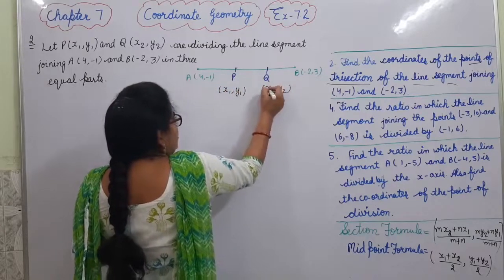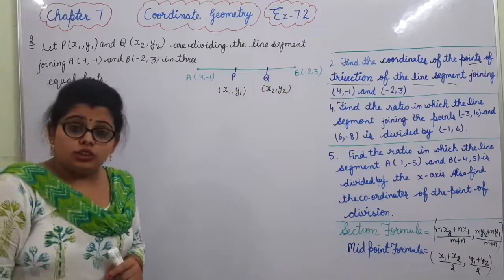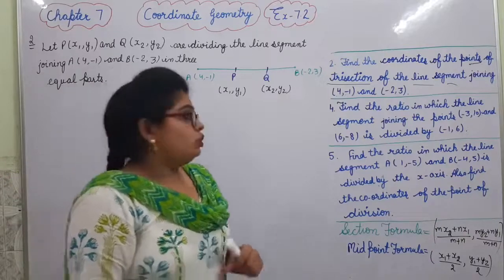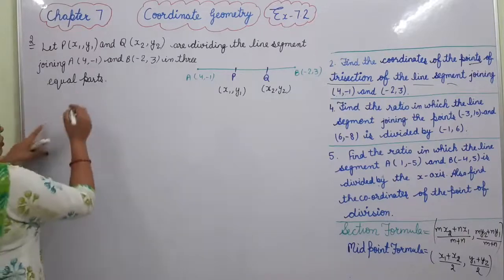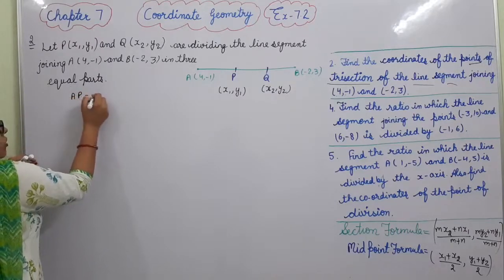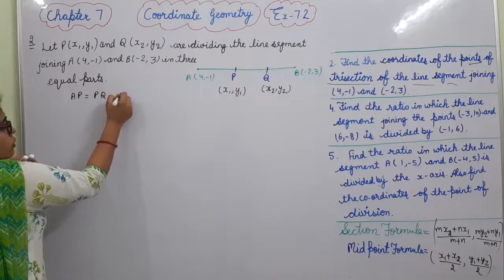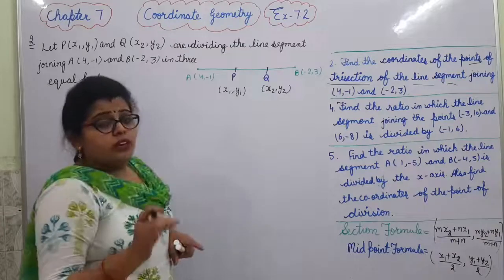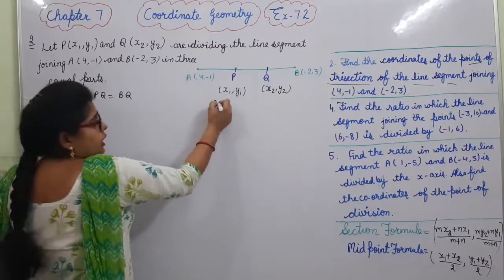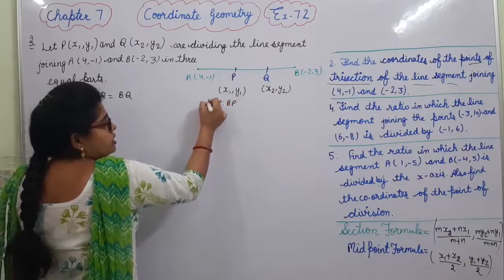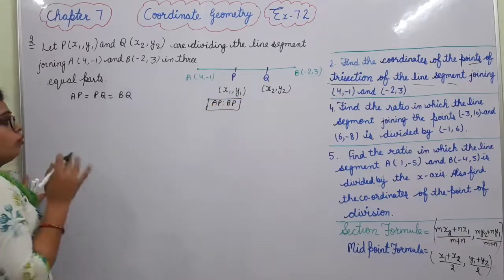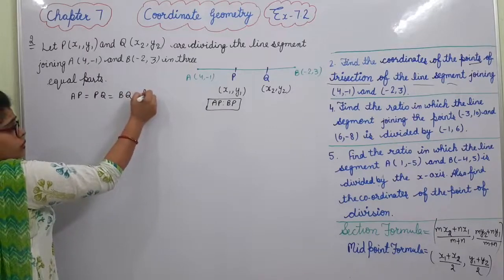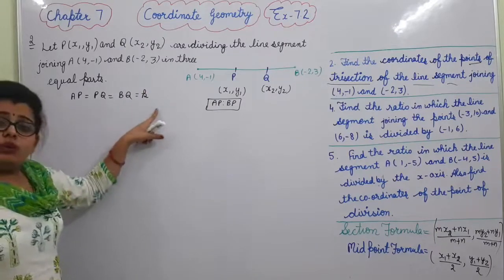For finding the coordinates of P and Q, we require the ratio. First of all, we will find the ratio. How will we find the ratio? What we have written here is three equal parts. It means AP is equal to PQ is equal to BQ. Now, for finding the coordinates of P, we require the ratio AP to BP. So, for finding the ratio of AP and BP, let this be equal to K. Means these three are equal to K.